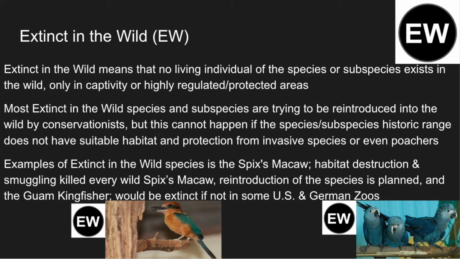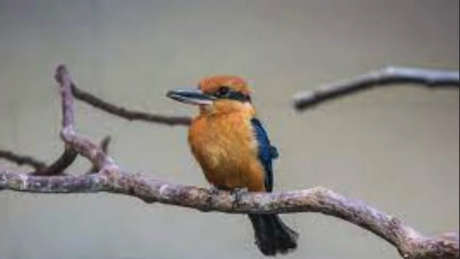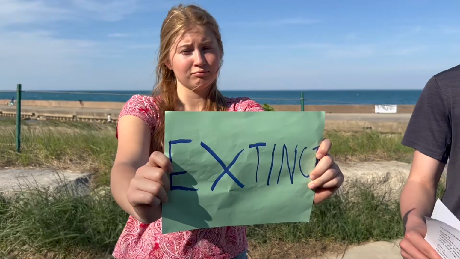Some examples that are extinct in the wild are the Spix's macaque. Smuggling and habitat destruction have killed every single one of the Spix's macaques in the wild, but they were reintroduced to the species, and the Guam kingfisher, which would have been extinct if not for some U.S. and German zoos.